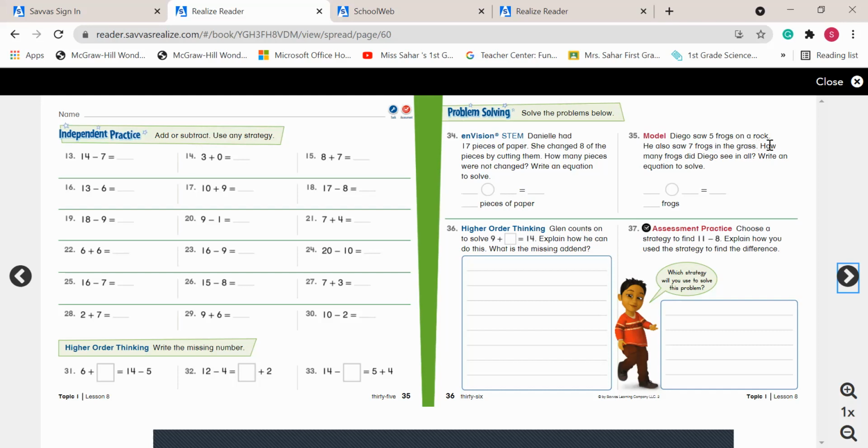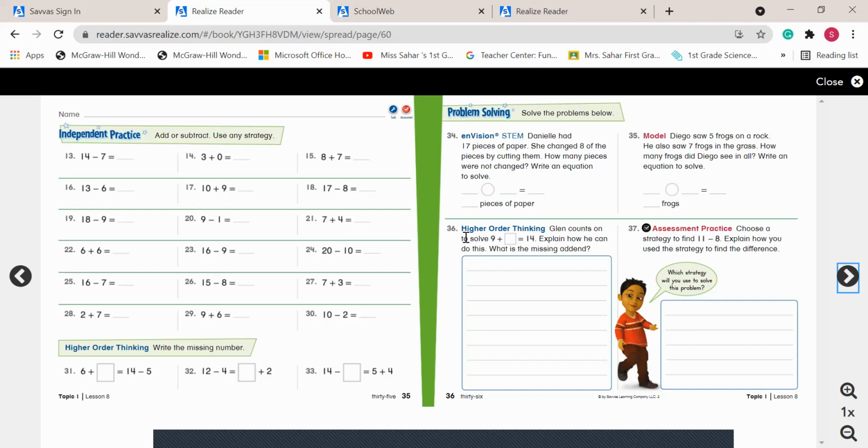Diego saw 3 frogs on a rock. He also saw 3 frogs in the grass. How many frogs did Diego see in all? First, you ask yourself, in this equation, addition or subtraction? Let me recall the information again. He saw 5, and then he saw 7 more. That means addition. So I'm going to say 7 plus 5.